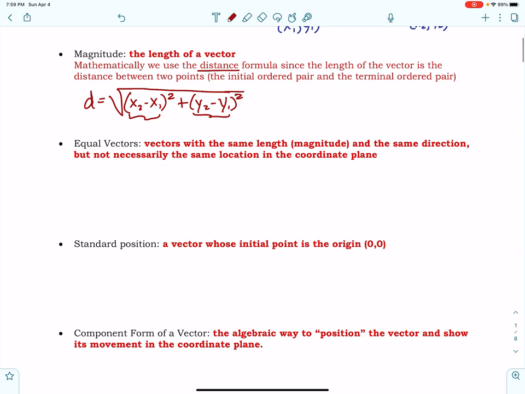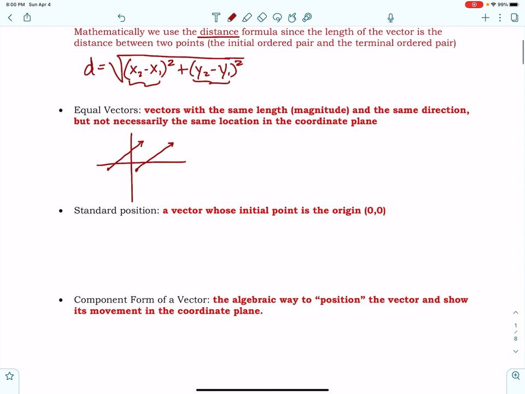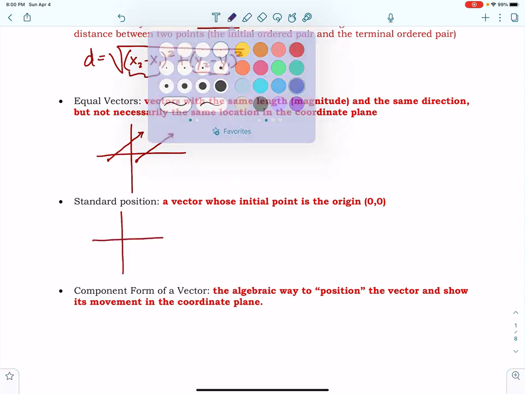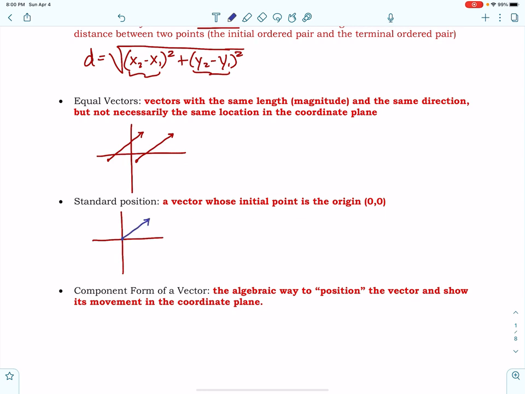All right, so equal vectors. These are vectors that are the same length and the same direction, but not necessarily in the same location on the coordinate plane. So let's say we had this vector right here and this vector right here, and they were the same. They, of course, would be parallel since they have to be going in the same direction. And then when we talk about the standard position, this is a vector whose initial point is the origin. So that would just mean that you would have something like this. Okay, so we could have a vector here, or it could go like that, or it could go this way or that way or whatever. But its initial point is always the origin.